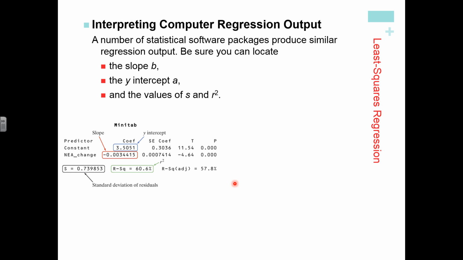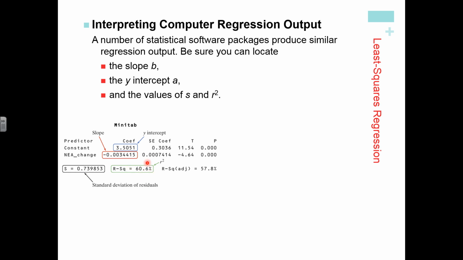So in this computer output, this top number, the one that's right next to constant, that's your y-intercept. That will always be your y-intercept. Whatever your variable is, in this case our variable was NEA change, this changes per problem. It could be fat, it could be backpack weight, or whatever. Whatever the variable is, this number is telling you the slope for that variable. This is your standard deviation of your residuals, and this is your R-squared value.